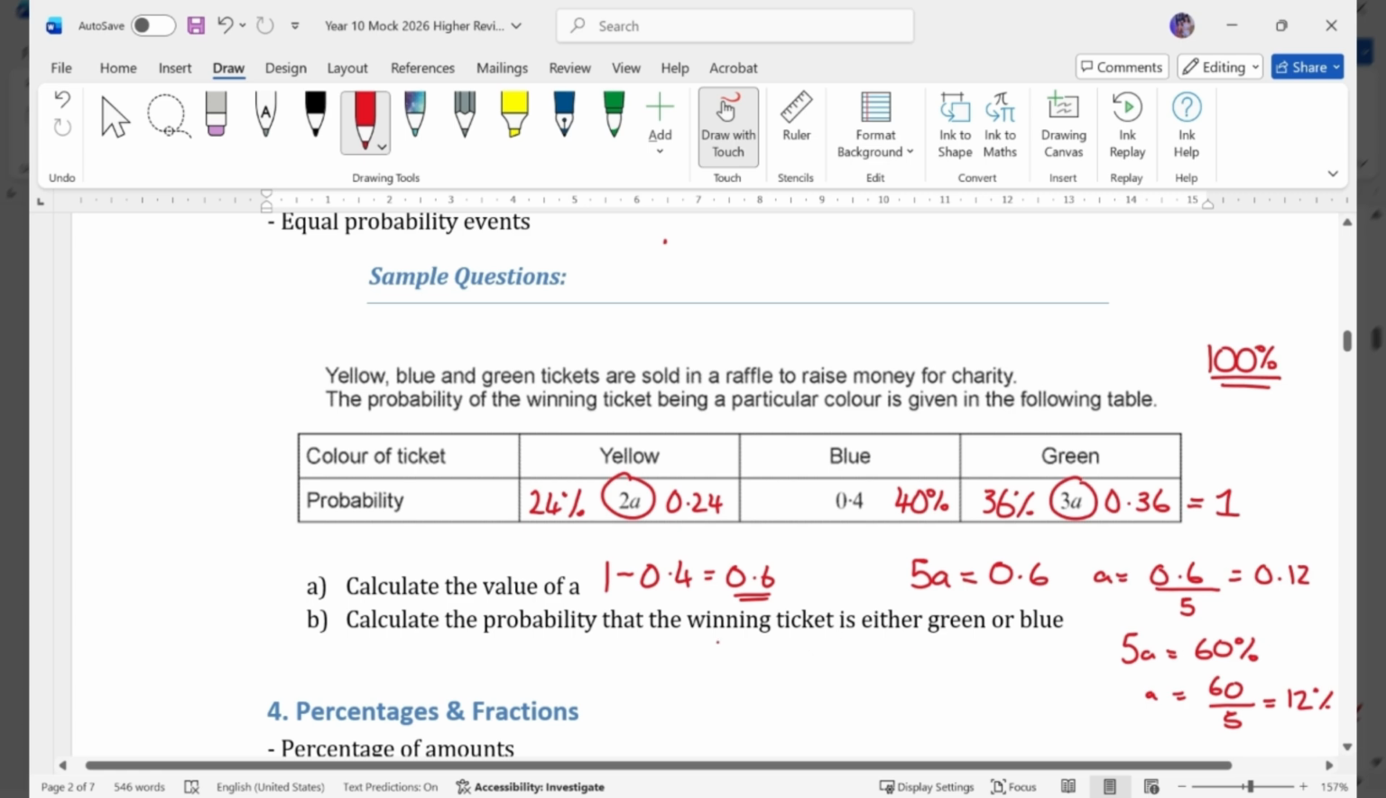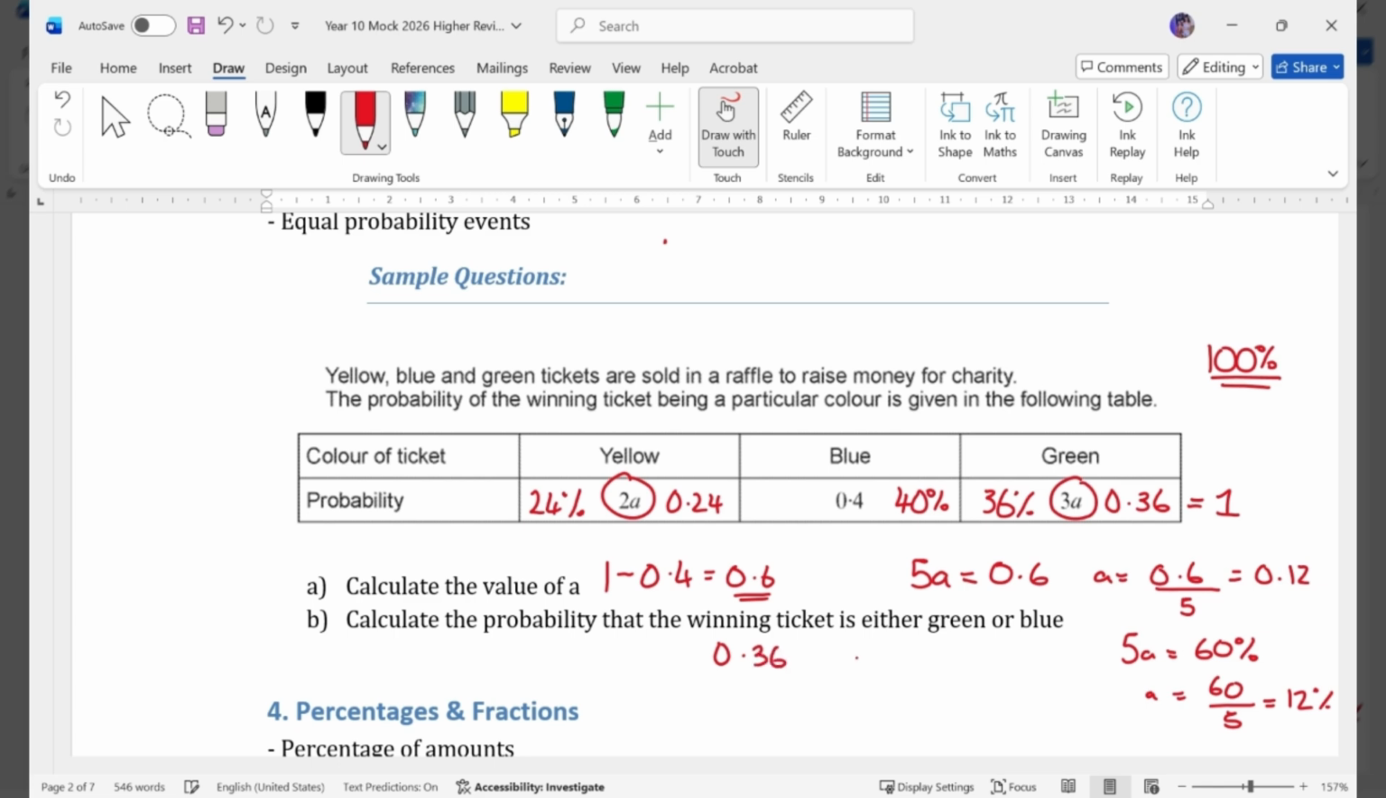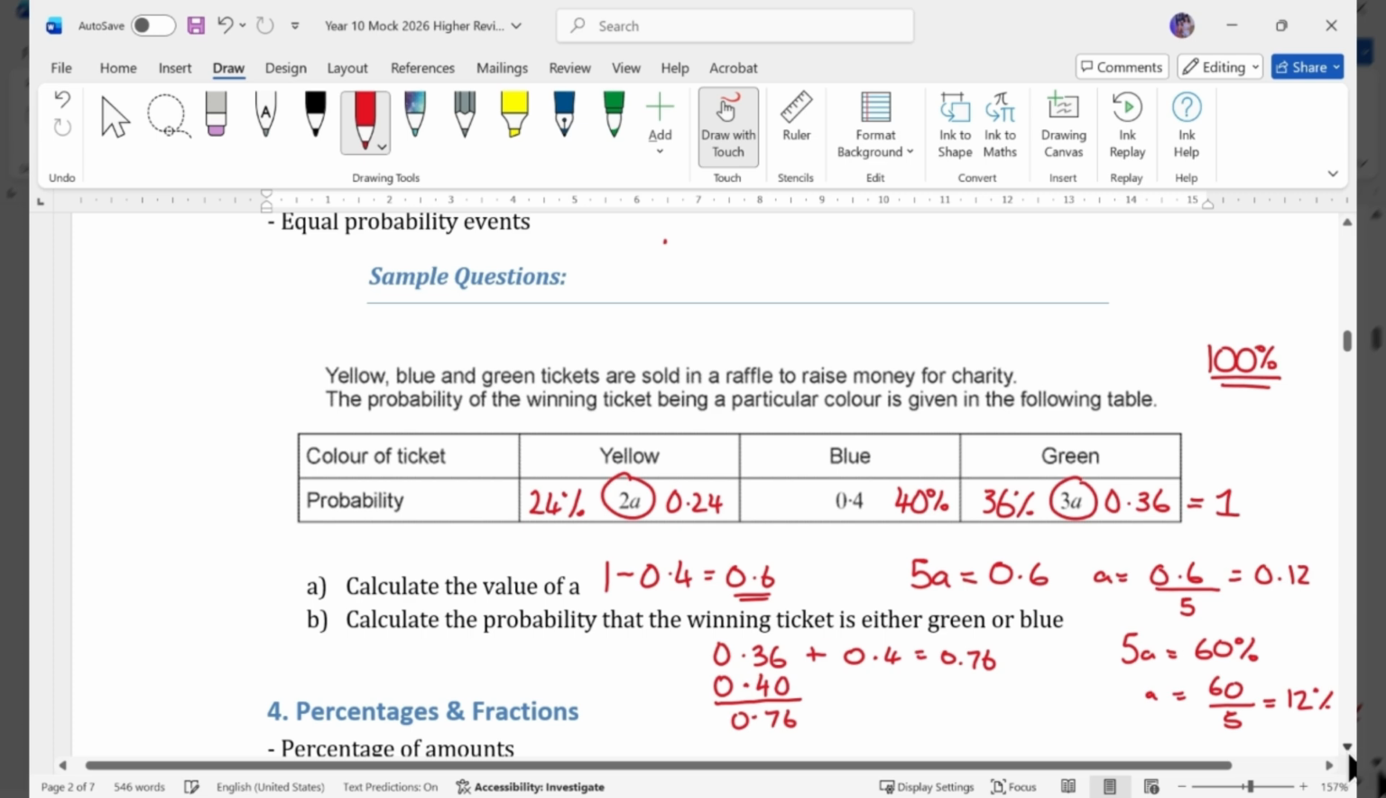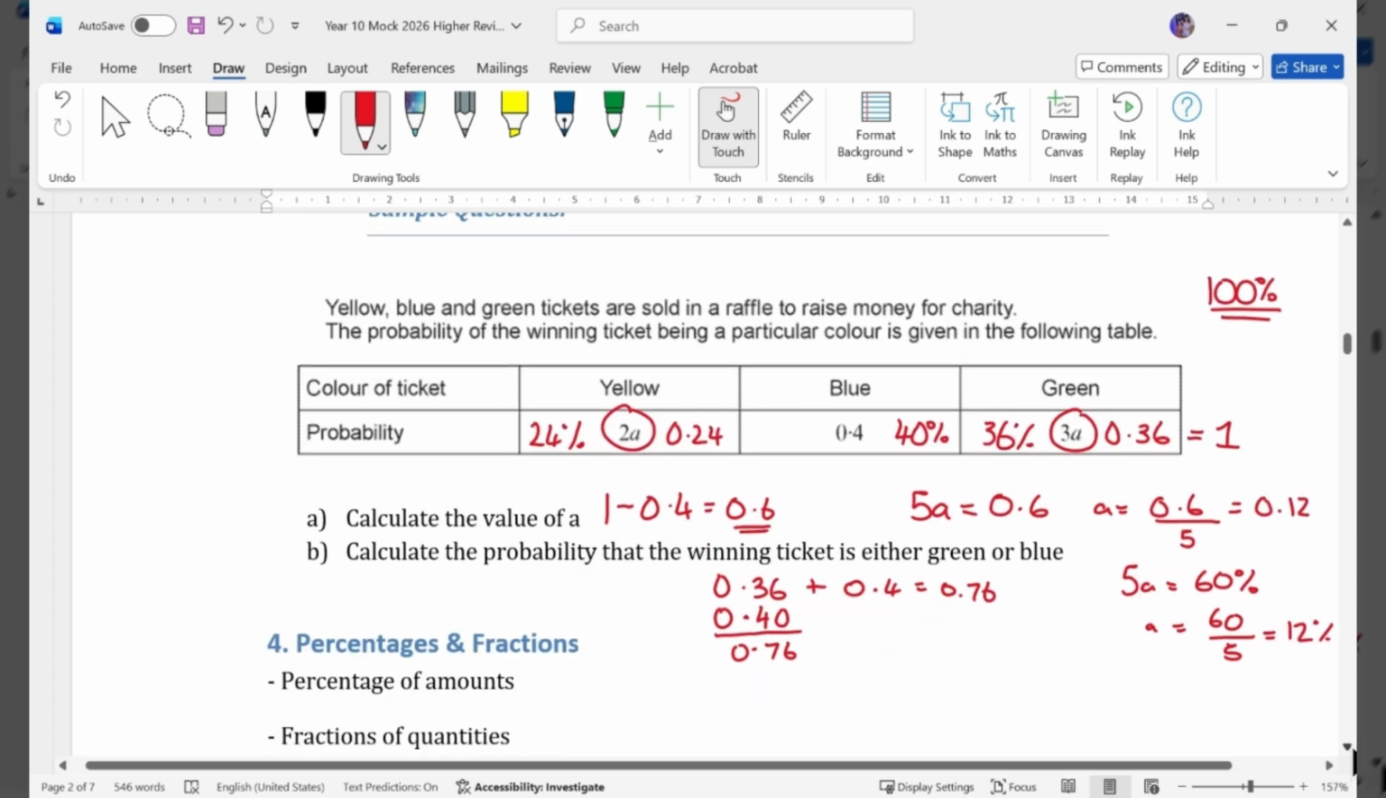So green is 0.36 and blue is 0.4, and we have to add them together, okay? When you're lining them up to add them together, make sure the 4 goes under the 3. You can always add a 0 on the end. So we get 0.76.